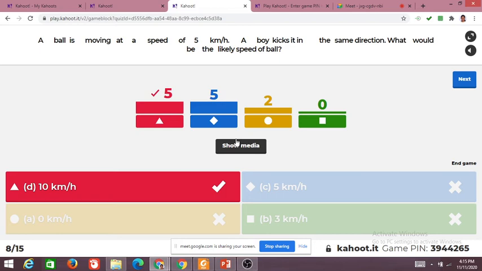Do you remember playing football and all? If you kick the ball in the same direction, it will move with a faster speed. Here, the only choice with more speed is 10 km per hour, more than 5 km. Anyway, it will move at a speed which is more than 5 km per hour. So the correct answer is 10 km per hour.